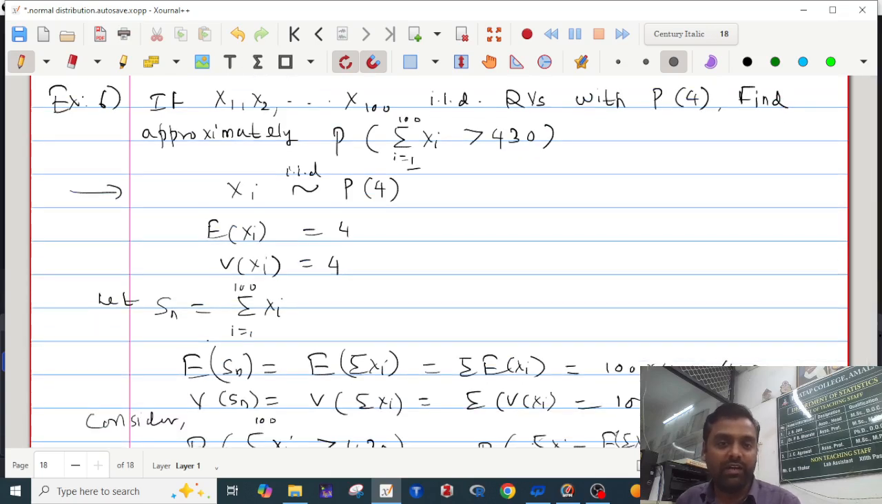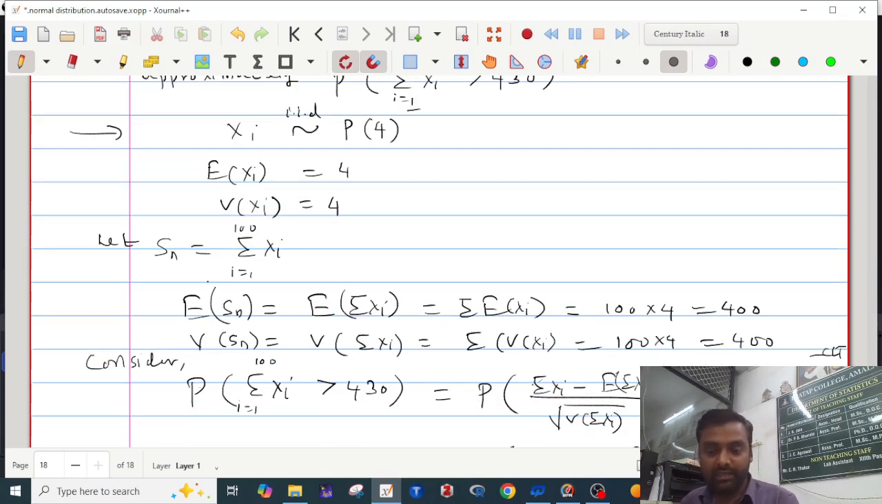Whatever the sequence is provided, we have to find out its mean and variance, and we have to apply the central limit theorem. That's it.